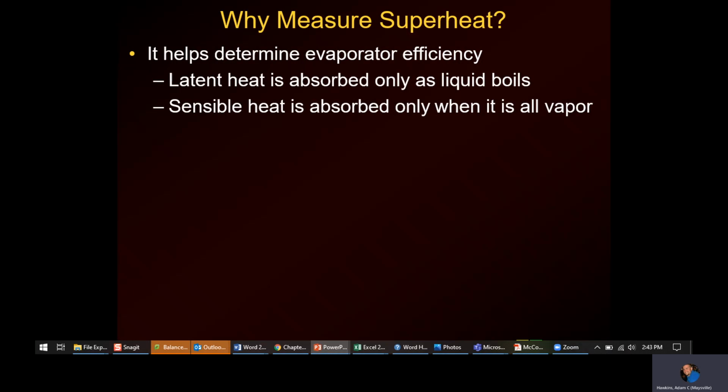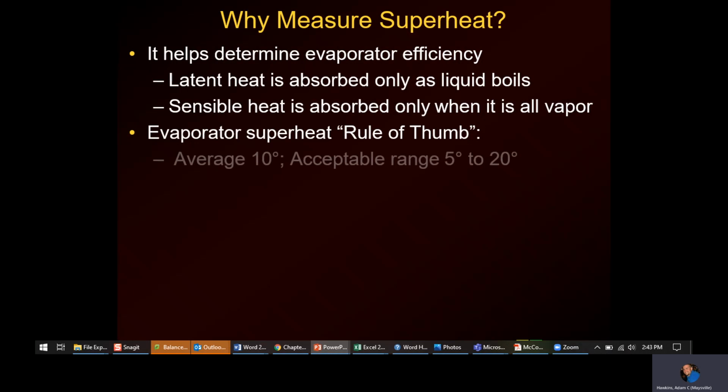So we want just a little bit of the coil to be under sensible change, but not much of it. We want to make sure that we're leaving the coil as 100% vapor, but we don't want the majority of the coil to be 100% vapor because it just doesn't pick up a lot of heat. It doesn't have much capacity. Average, like I said, 10 degrees is a good average, and then 5 to 20 may be acceptable. You could have more than that, depending on if it's a fixed system and you're running different conditions. Your target superheat should tell you that.